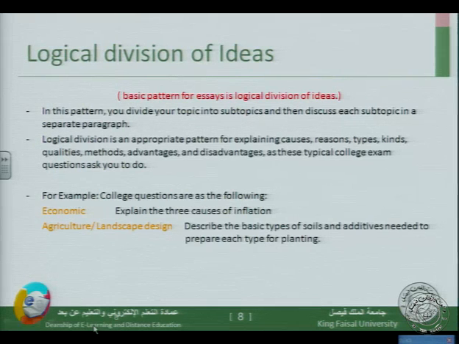Logical division of ideas, we said this is a very basic pattern for an essay. In this pattern, you divide your topic into subtopics and then discuss each subtopic in a separate paragraph. And I think we did the exercises in the homework I gave you at the end of the lecture about this topic. We have taken 2 or maybe 3 exercises regarding the logical division of ideas. So I want you to understand them. Okay?